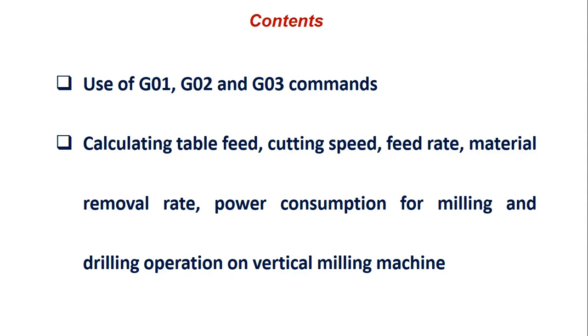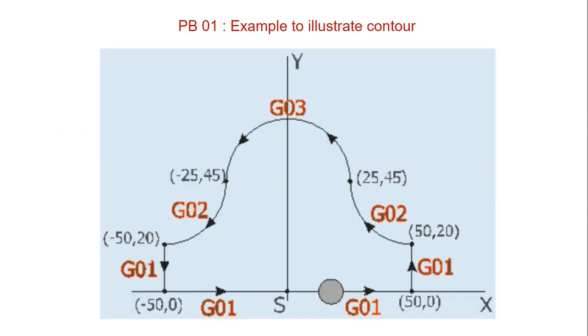So in today's class I will be covering two main things. One is the use of G01, G02 and G03 commands, that is linear interpolation, and circular interpolation clockwise and anti-clockwise. Additionally, we will go through the equations which are used to calculate table feed, cutting speed, feed rate, material removal rate, and power consumption for face milling and drilling operations performed on vertical milling machines. Okay, so let's start first with G01, 02 and 03 commands.